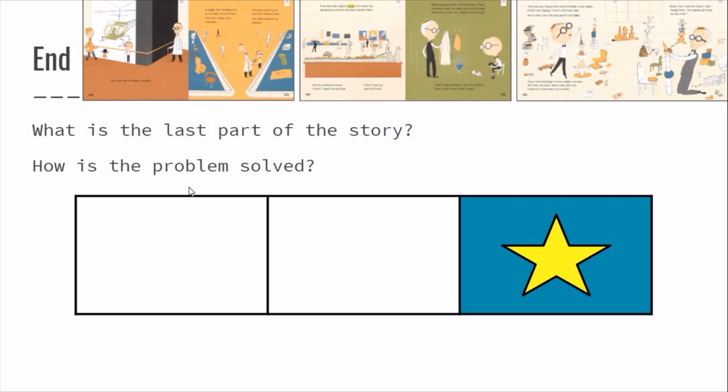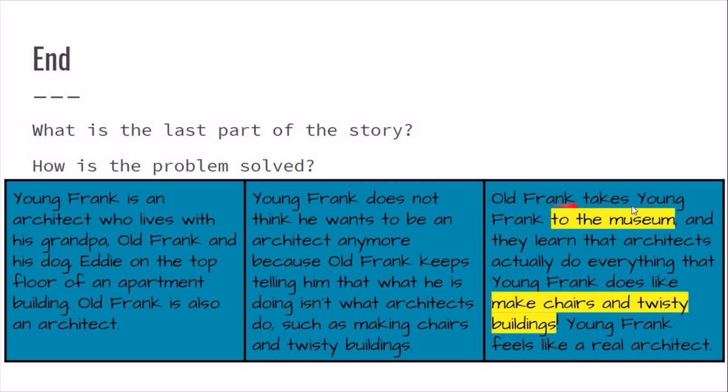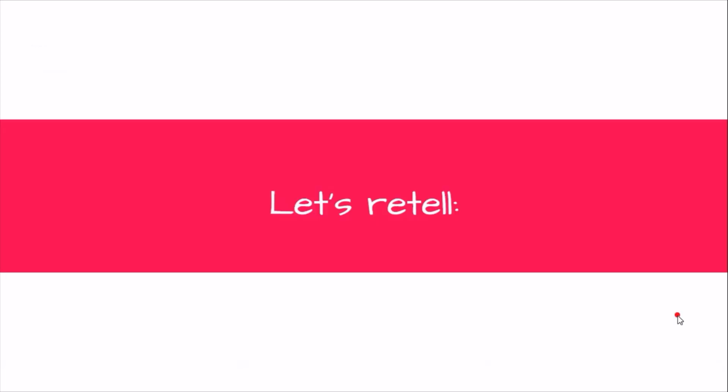Welcome back, friends. Let's check your answer. Old Frank takes young Frank to the museum. That's a detail from the story. And they learn that architects actually do everything that young Frank does, like make chairs and twisty buildings. Another detail from the story. Young Frank feels like a real architect. So again, I'm taking some details from the words and the pictures of the story to figure out what happened at the end of the story.